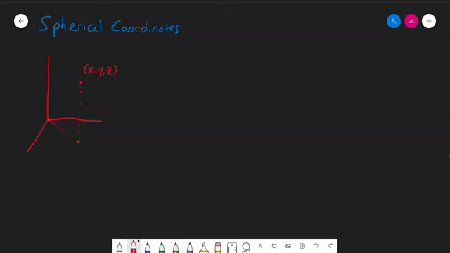So remember that we looked at the shadow of this point in the xy plane. We let theta be this angle here, and r be the distance from the origin to this point down here, which is really the point x, y, 0.